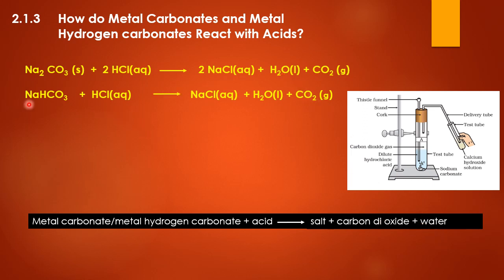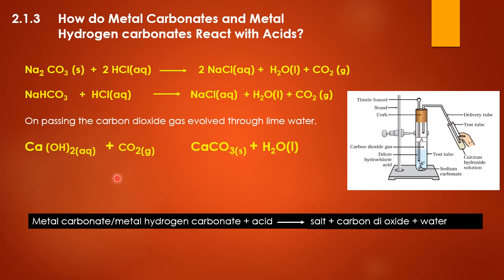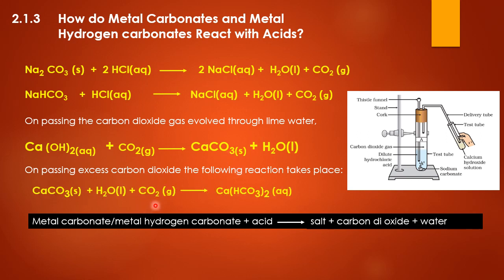In another reaction also, when metal hydrogen carbonate reacts with acid, we get salt, water and carbon dioxide. One more example is also added over here. On passing carbon dioxide gas evolved through lime water, what do we get? We get calcium carbonate and water. If we pass excess carbon dioxide in the following reaction, what happens? We get Ca(HCO3)2, that is aqueous. Aqueous means पानी में घुला हुआ, soluble in water.